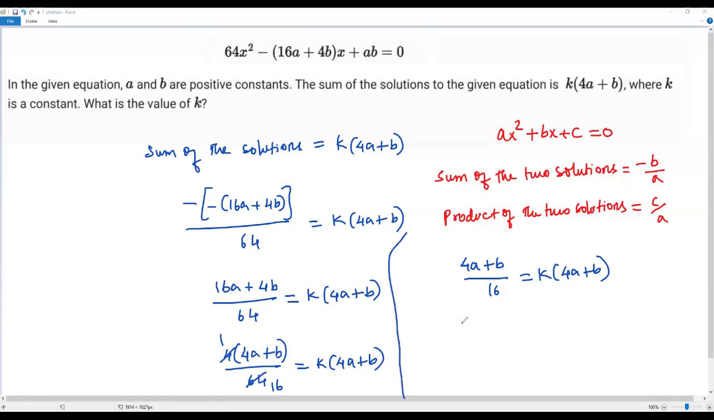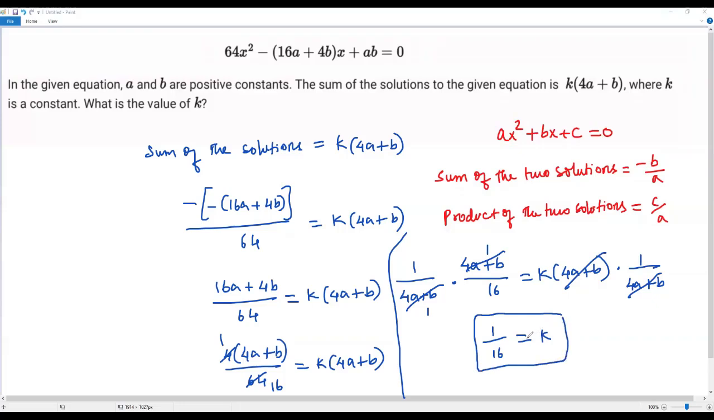Now I'm going to multiply both sides of this equation by 1 over (4a + b). Let me do the same thing on the left side. So here I multiply both sides of the equation by 1 over (4a + b), to get rid of this (4a + b) which is multiplied by k. When I multiply on both sides, the (4a + b) cancels out on the left, and the (4a + b) cancels on the right. That is 1 times 1 is 1, and 1 times 16 is 16. Now k is isolated on the right side. Okay, I got the value of the constant k. So the value of the constant k is 1 over 16.